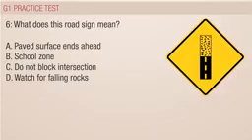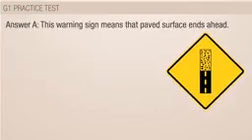Question 6. What does this road sign mean? A. Paved surface ends ahead. B. School zone. C. Do not block intersection. D. Watch for falling rocks. Answer A. This warning sign means that paved surface ends ahead.